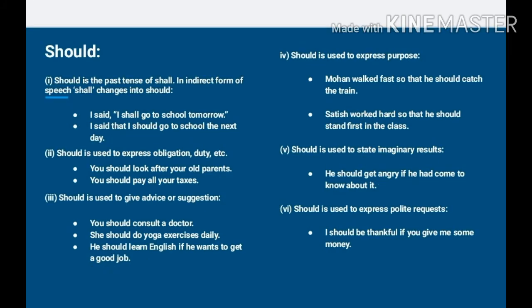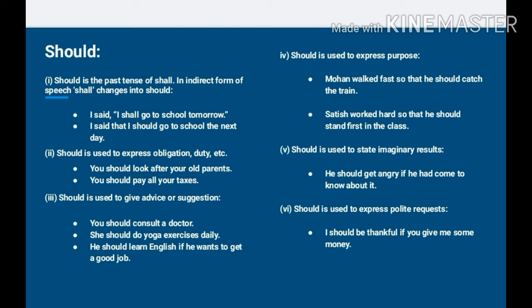Now, let us look at the usage of should as modal auxiliary. Should is the past tense of shall. In indirect form of speech, shall changes into should. Let's look at the examples. I said, I shall go to school tomorrow. I said that I should go to school the next day. Should as modal auxiliary is used when we deal with direct and indirect speech.